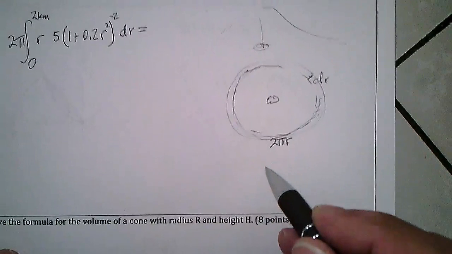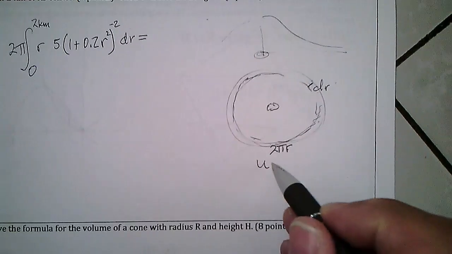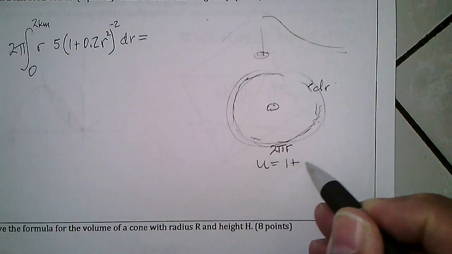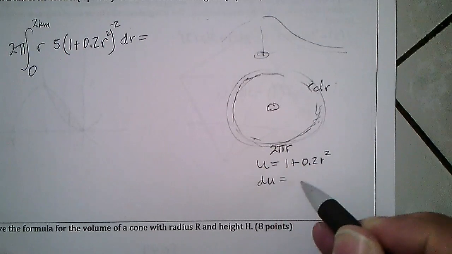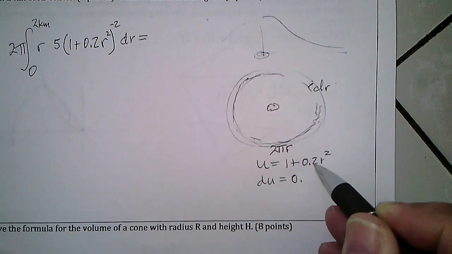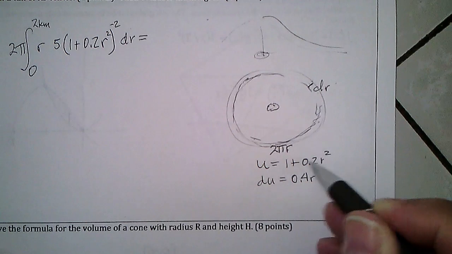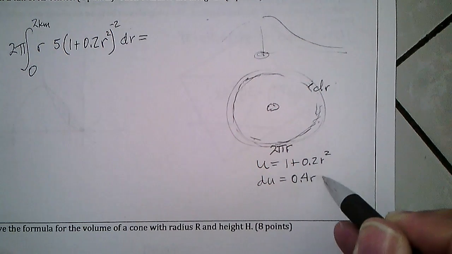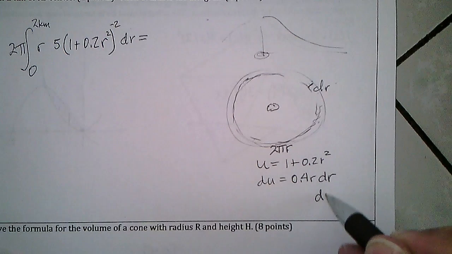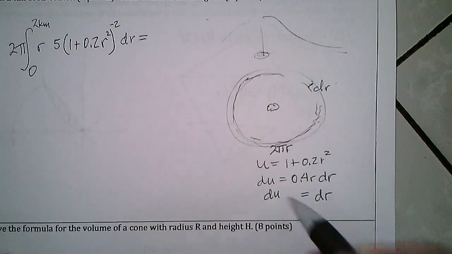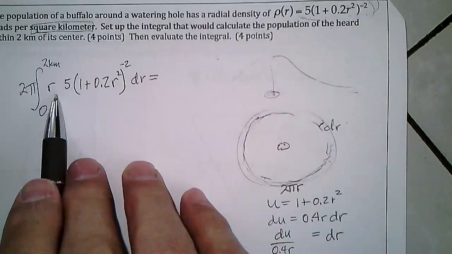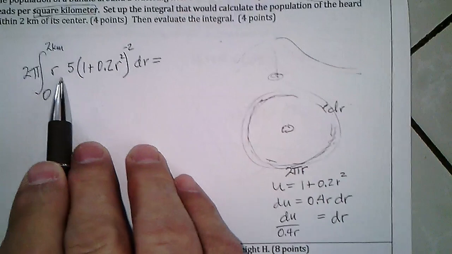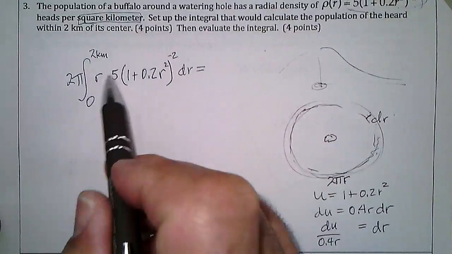So I'm going to let u equal the inside there, 1 plus 0.2 r squared. So du would equal 0.4 r. If I take 2 times 0.2, I get 0.4 r dr. So solving for dr, it's du over 0.4 r. And that r will cancel the r in our original. So I'll try to keep this where you can see it. So I'm going to take the 5 out.